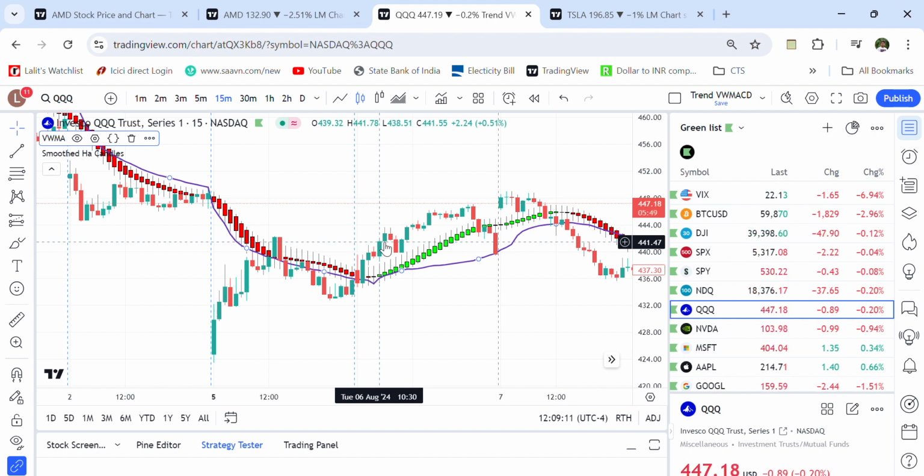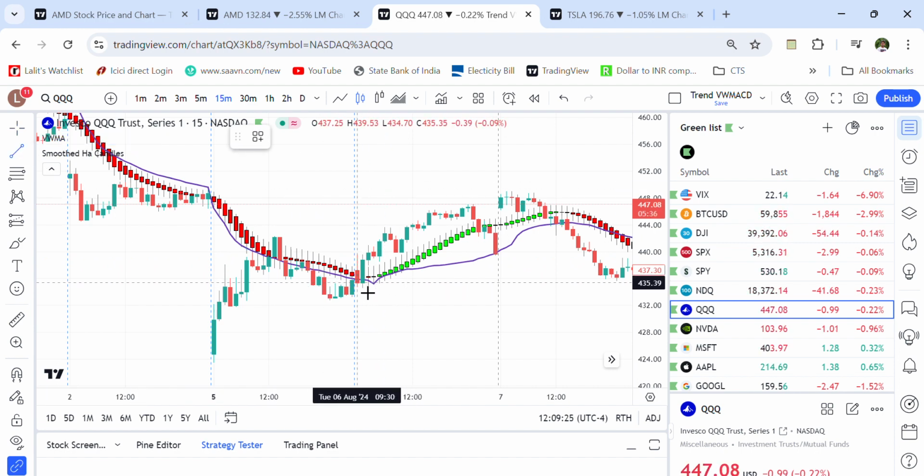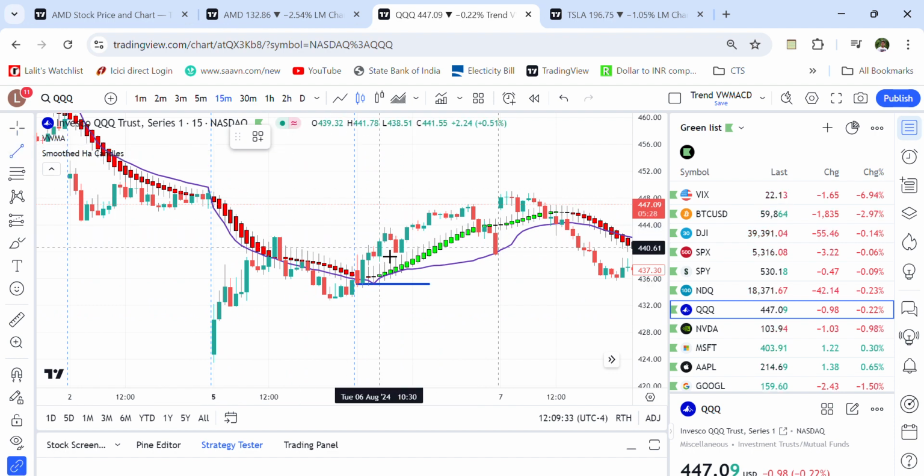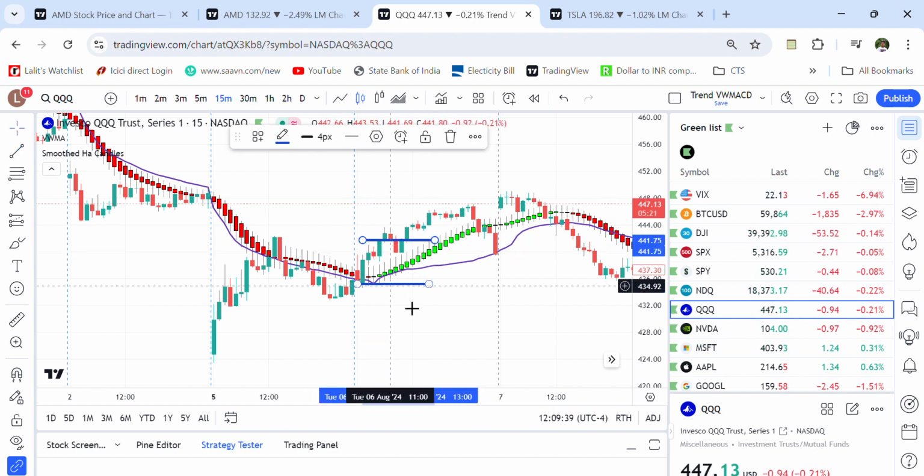What is our stop loss? The stop loss is the candle which crossed the VWMA, meaning volume weighted moving average. So the low of this candle is our stop loss. Okay, so this is our stop loss. And let's mark our entry. So this was our entry.